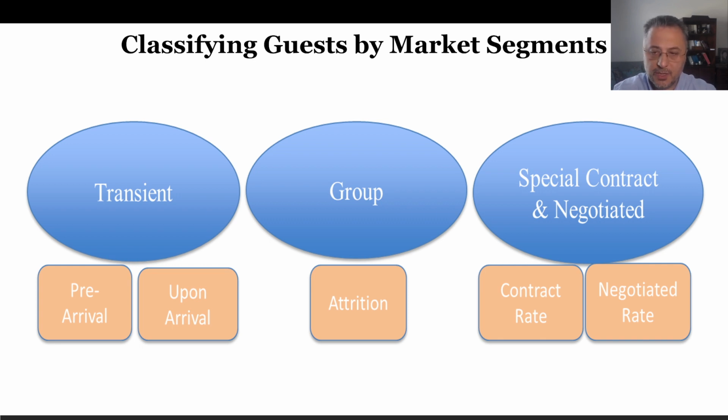Overall, we can talk about two different strategies. The first one is what we call pre-arrival strategy. Pre-arrival strategy is where you have to clearly communicate to potential buyers the availability of the hotel's various room types. Then, of course, you need to accurately record these guest purchases.